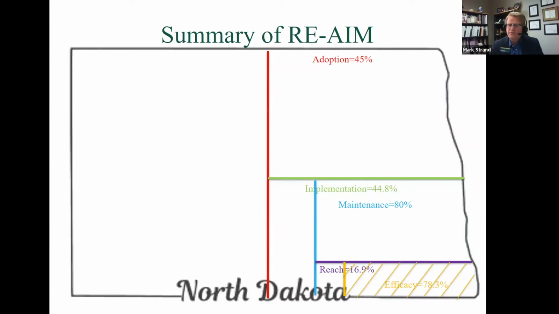So if every element of the REA model was at 100%, so that is, we reached every patient, all of them had 100% efficacy, all locations adopted it, all who adopted it implemented it, and all who implemented it carried it out for at least 3 months, then this whole state would be covered, and that would be 100% population impact.